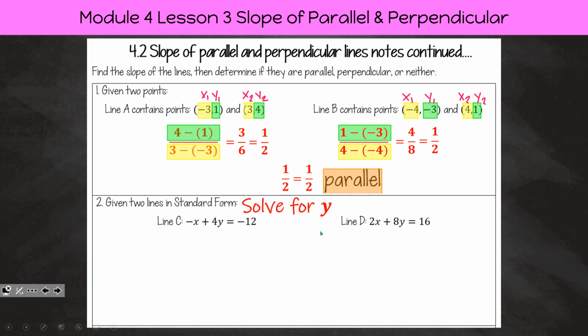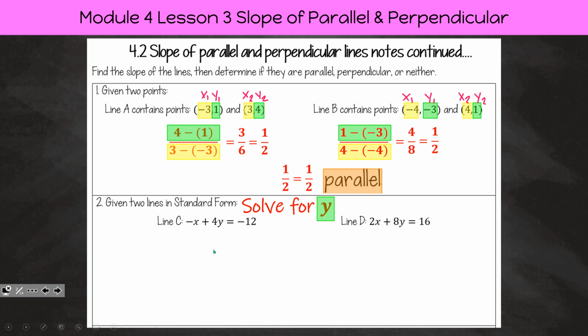Next, we need to solve for y. So we have line C, which is negative x plus 4y is equal to negative 12. And we have line D, 2x plus 8y is equal to 16. So we have to be able to rearrange these formulas or use our literal equation skills from Module 1, Lesson 5, to see if we can solve for y.